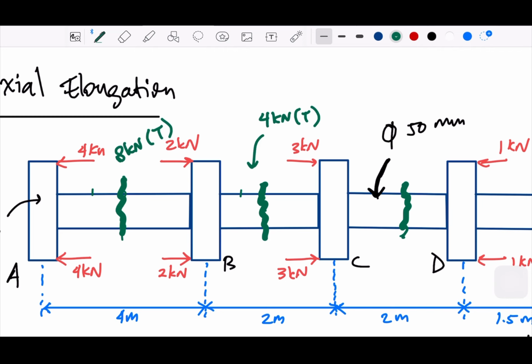But here, is it getting longer or shorter? What happened? Shorter. Like I said, if you draw the arrow here, it will cause confusion. So in terms of the axial elongation, it is best to just see what has happened inside the bar. Is it a tension or compression? That's why this is having 2 kilonewton in compression.